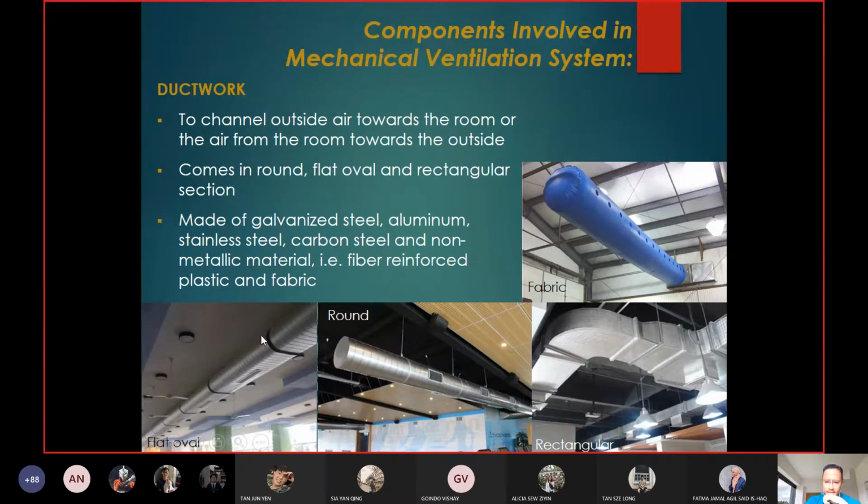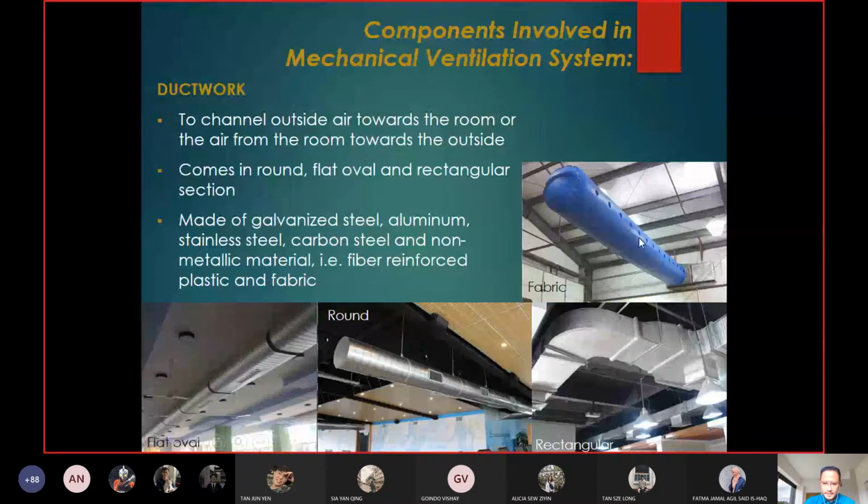And rectangular section. This is the most common type of ductwork. So even in tailors, also you can find one. Made of galvanized steel, aluminium, stainless steel, carbon steel, non-metallic material, fiber reinforced plastic, and fabric. Right. So these are all steel, galvanized steel, aluminium. They look more or less the same.